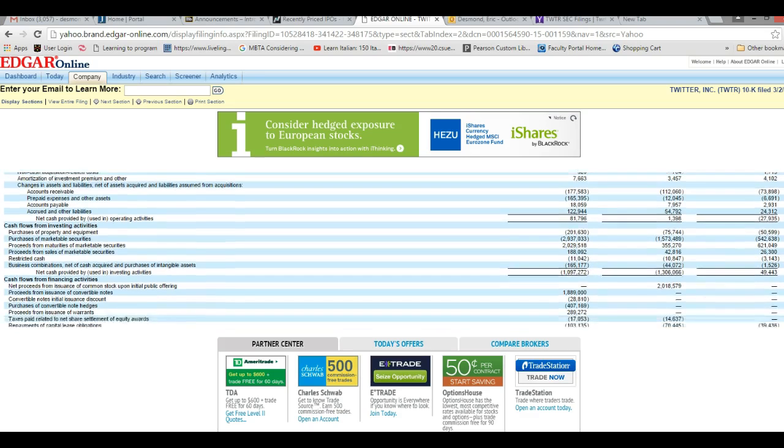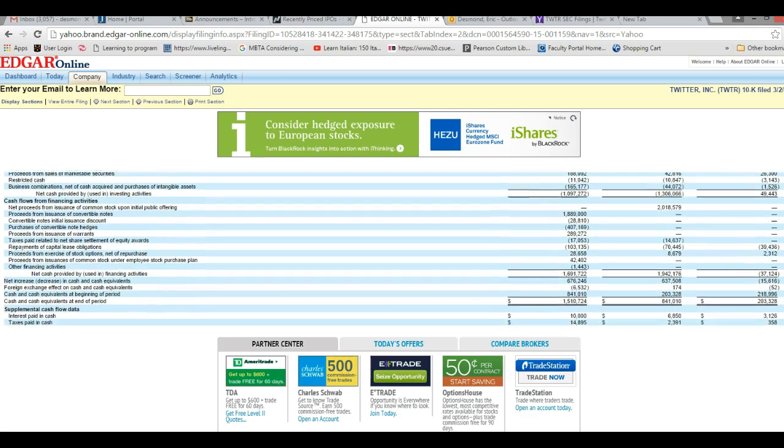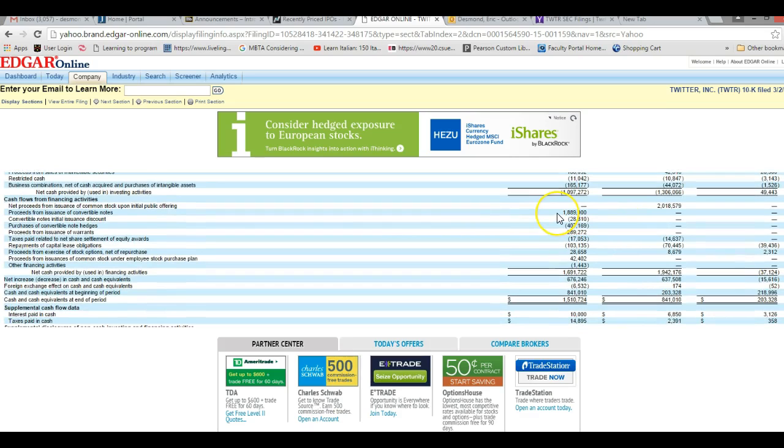And then we look at financing. And it looks like they sold off notes. That's how they're getting a lot of money. They're selling off notes that they own.